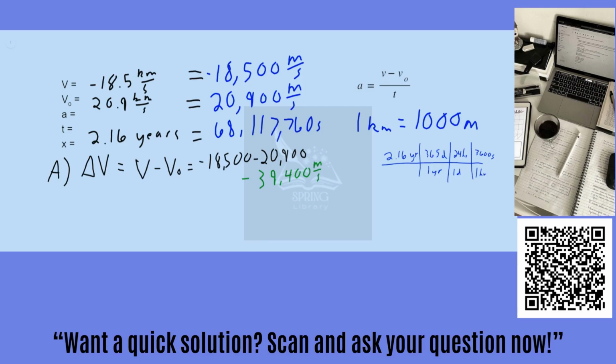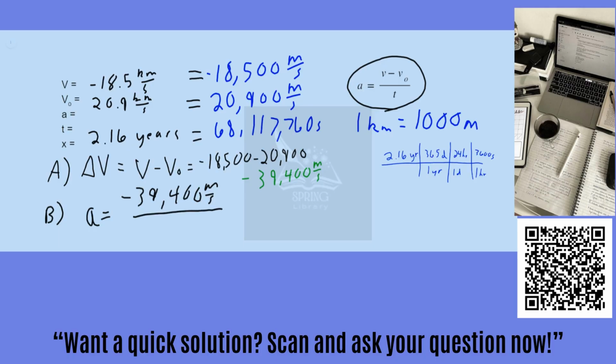And then the last piece here, part B, is asking us to find the acceleration of the planet. And from our equation I have jotted down over here, acceleration is equal to your final velocity minus the initial velocity, and that whole thing divided by t. Now, we actually figured out what that v minus v naught is already. We have negative 39,400 meters per second.